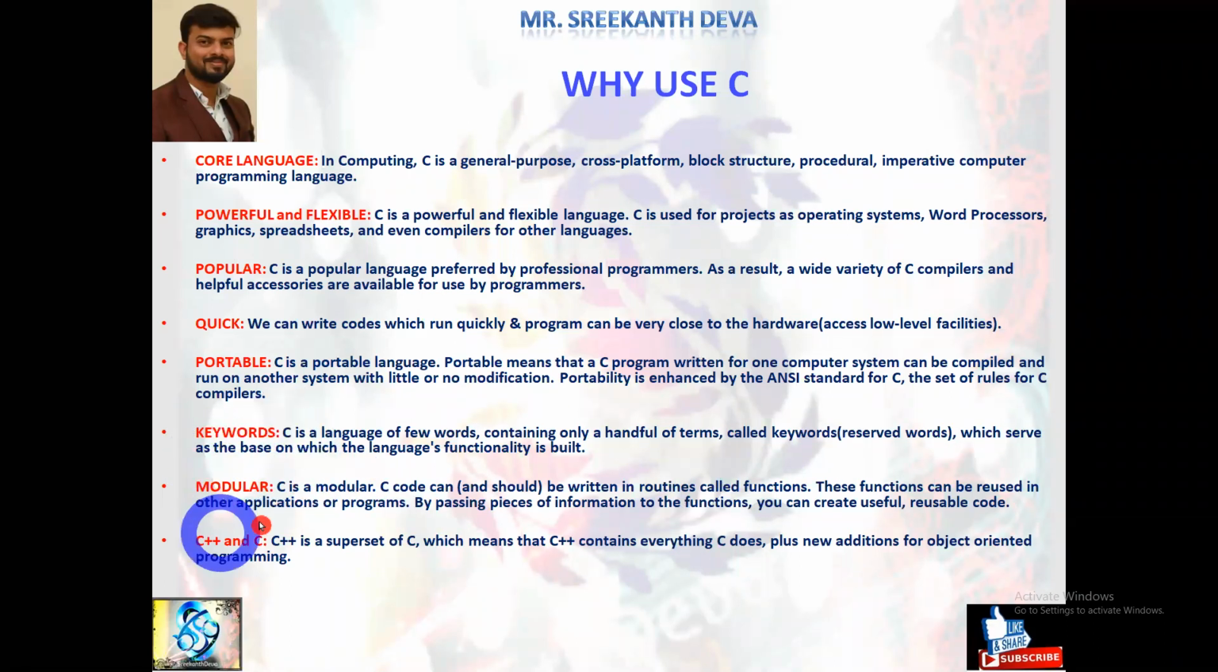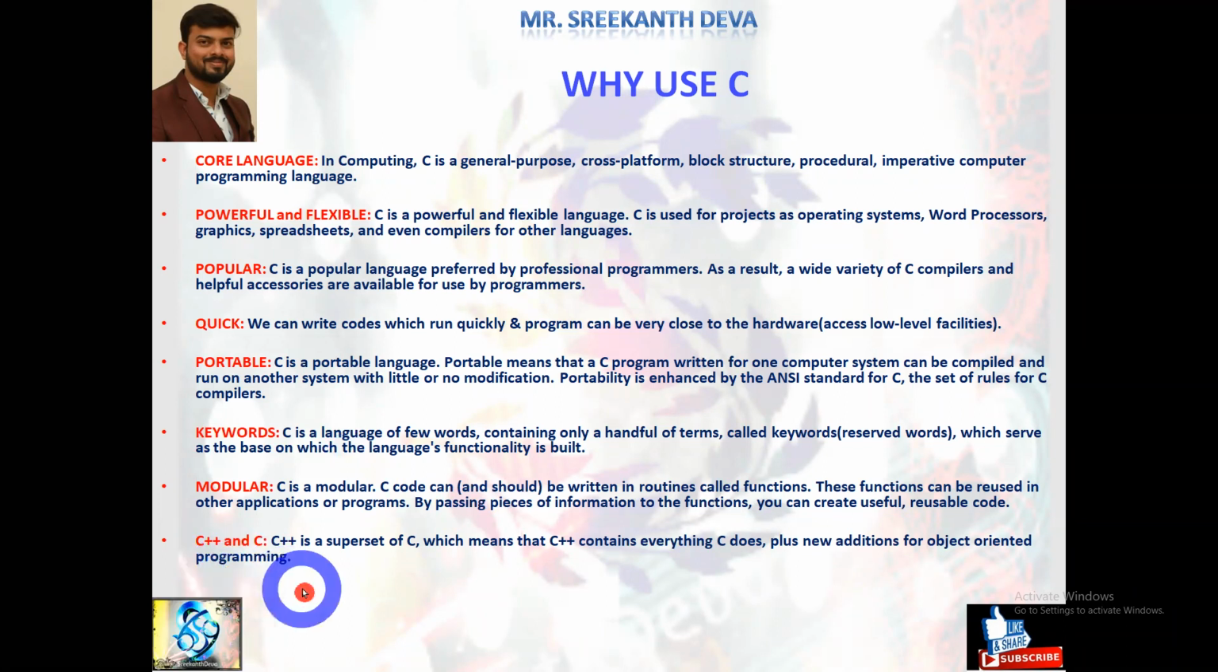Keywords: C has some built-in or reserved words, and those are called keywords. Every keyword has a specific meaning used in the development of C programming applications. Modular: C is modular. C code can be written in routines called functions. I told you, right? The main problem can be divided into sub problems, and in C programming that concept is implemented with the help of functions. These functions can be reused in other applications or programs. By passing pieces of information to the functions, you can create useful and reusable code. Whenever we require that functionality, only then do we call it, so code reuse is there in the C programming language.